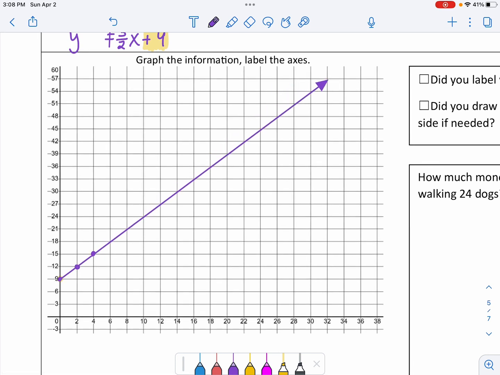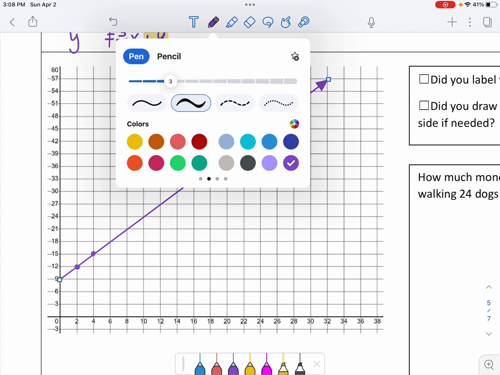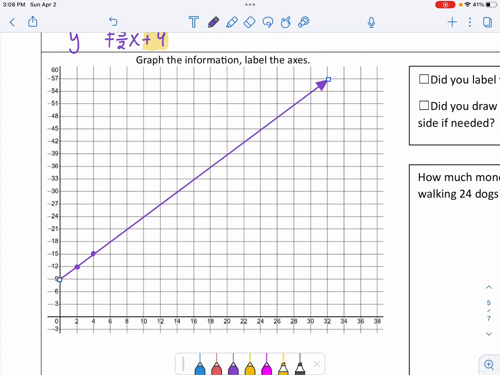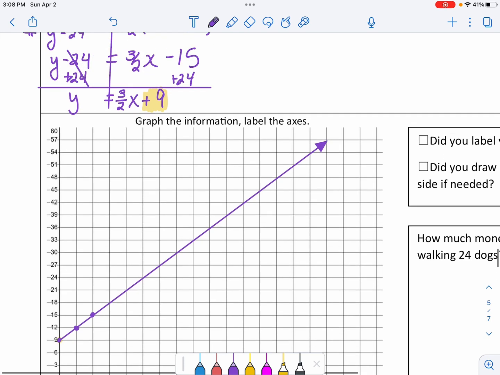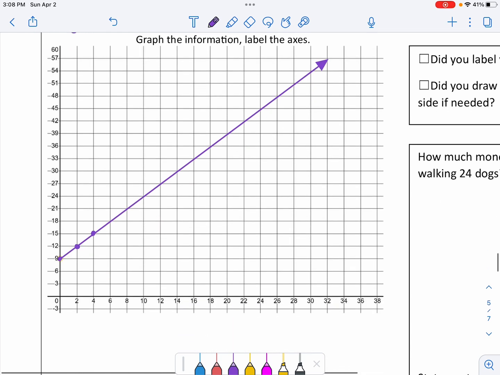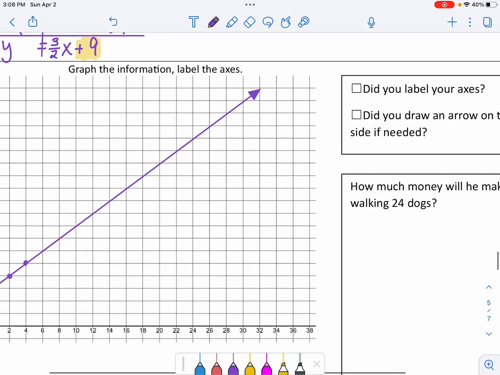Now I'm putting an arrowhead on this because the number of dogs to the right can always go up, and the price can always go up. Now, did I do this right? Something feels not correct about it. Oh, no, it feels just fine. Never mind. But I'm not going to make an arrowhead pointing that way because you can't have negative dogs or negative money. So did I label my axes?